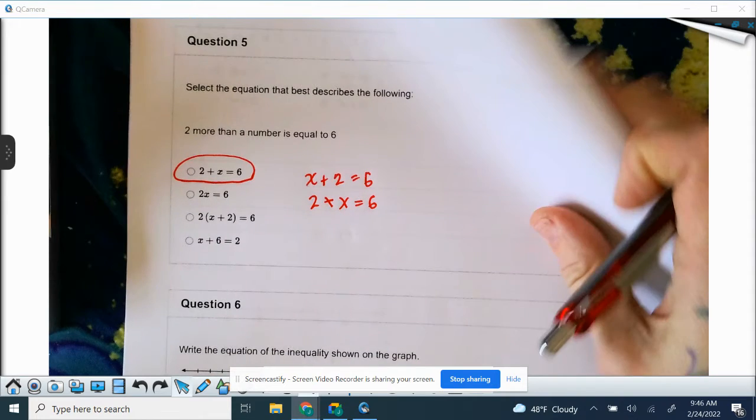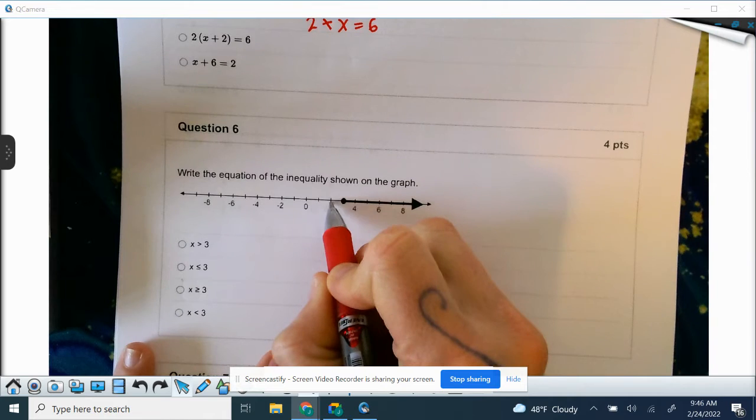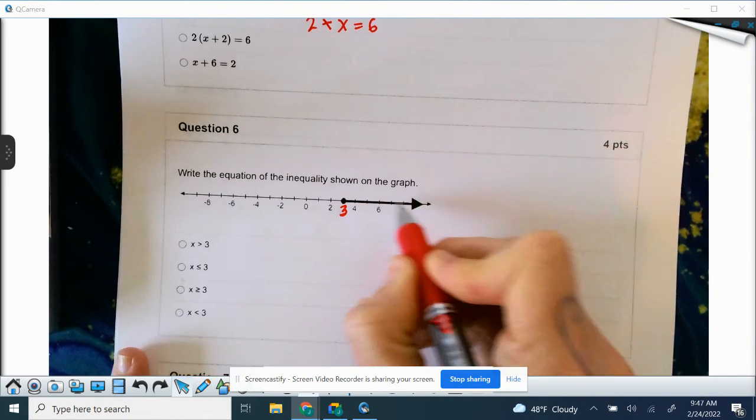All right. Write the equation of the inequality. So this is counting by 1s but numbered by 2s. So this is definitely a 3. It's shaded to the right, which is greater than.